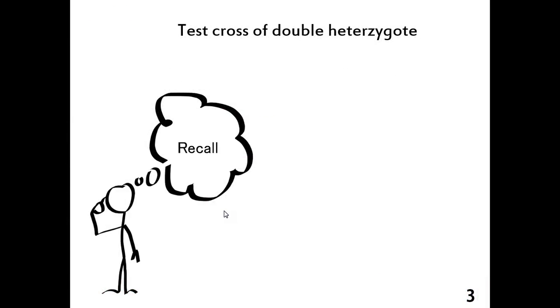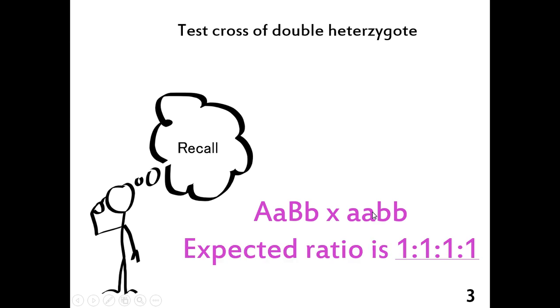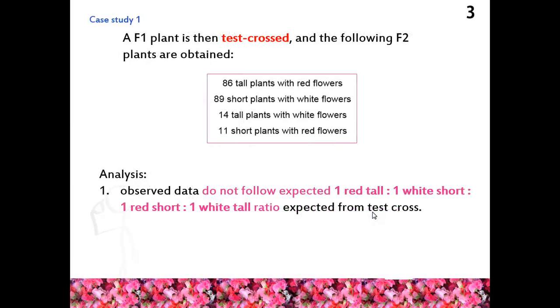So for this cross itself, let's do some recalling of prior knowledge. It's a typical test cross of a double heterozygote. The expected cross should give you a ratio of 1:1:1:1. Let's look back into the observed results. You will notice that the results actually deviate drastically from that of an expected 1:1:1:1 ratio.